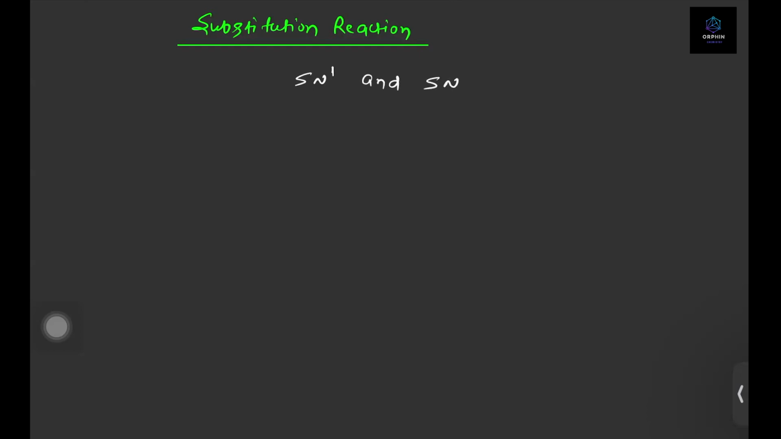Today we will complete SN1, SN2, all kinds of substitution reactions in the alkyl halide chapter. Nucleophilic substitution basically occurs via two pathways, mainly SN1 and SN2. So what do we mean by substitution?